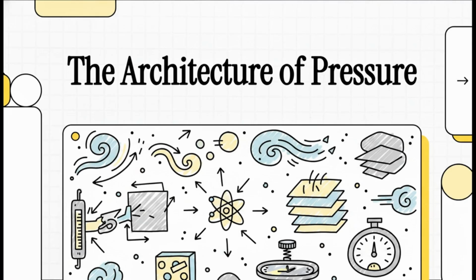Think about this. We're constantly being pushed on from every single direction by a force we can't even see. I'm talking about pressure. It's everywhere, shaping our entire world, but it's invisible. So how in the world do you measure something like that? Well, today we're going to build the architect's blueprint for it. We're going to learn how to visualize the invisible and understand the actual weight of the air all around us.